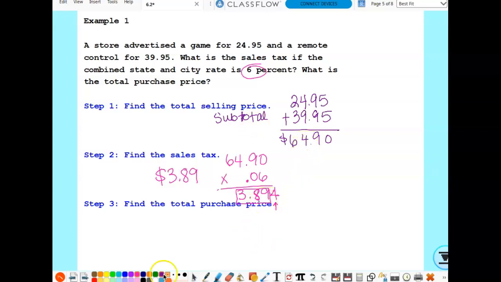To find the total purchase price, remember this is subtotal, this is tax, and the total is just adding these two things together. So for the total purchase price, we take that $64.90 and add the $3.89 in. So we get a total of $68.79.